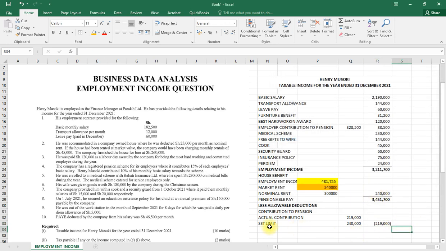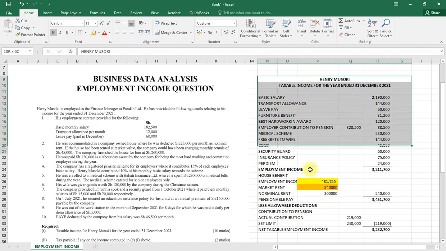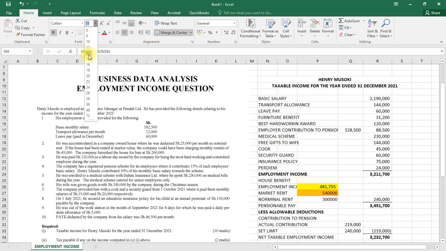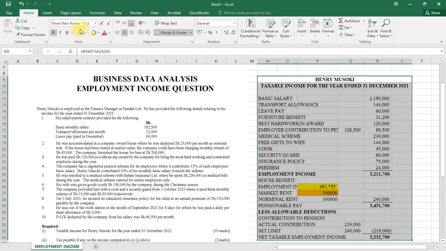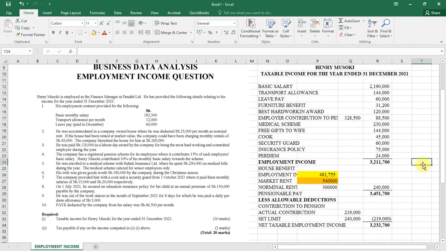And it will turn out to be a bracket, and we get the net taxable employment income, for which we put Alt equals. We sum these two, and I enter that one. I'll put a bottom border on this, and I'll bold this, Ctrl+B, and I can increase my size. Let me use 12 so that it is visible. And even I can decide to use Times. There's no problem with that, so that at least it is visible. So that is our net employment income.